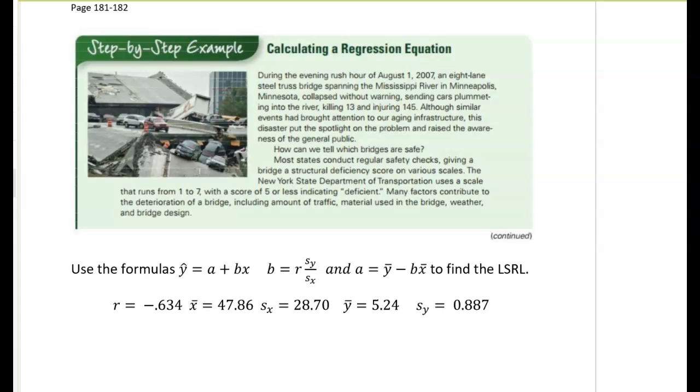Hello, statistics students. If we take a look at this problem on page 181, 182 of your textbook, the goal is to use the formulas here: the slope is r times the standard deviation of y over the standard deviation of x, and the value of a, the y-intercept, is given by the formula I highlighted in green, to find the least squares regression line that I highlighted in blue. The secondary goal is to interpret the slope and the y-intercept like we were doing in class.